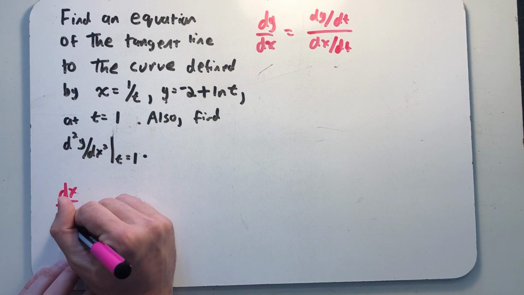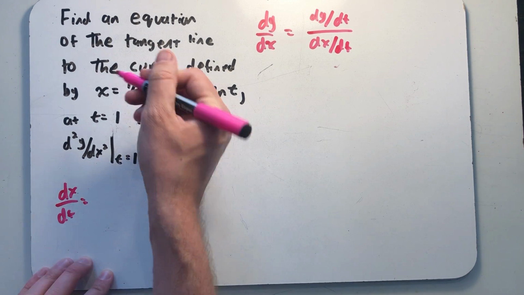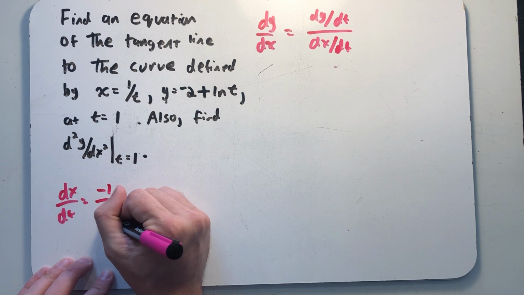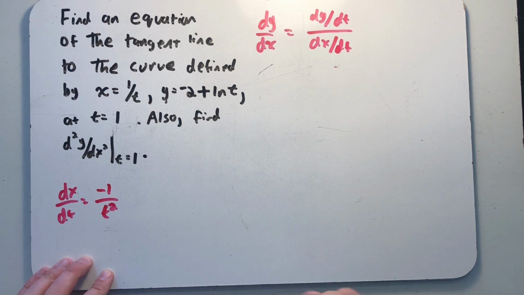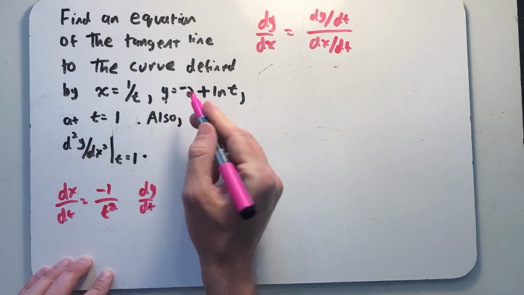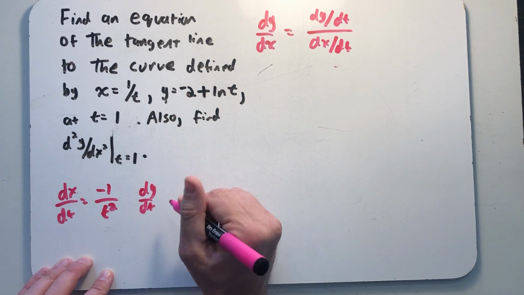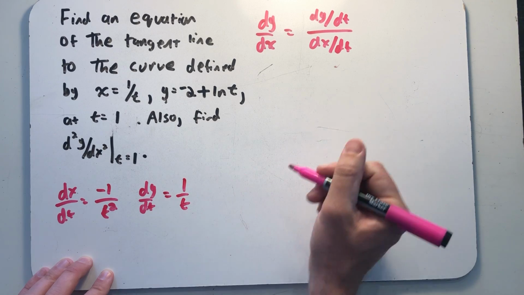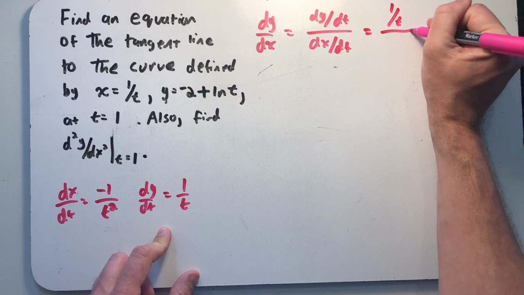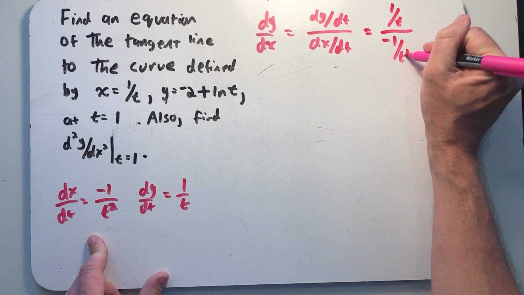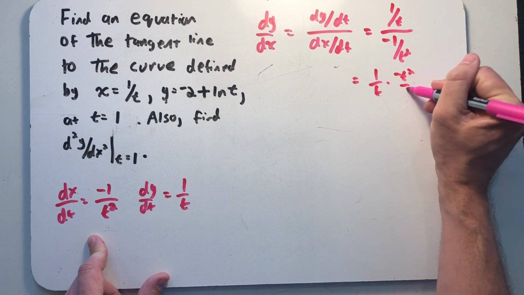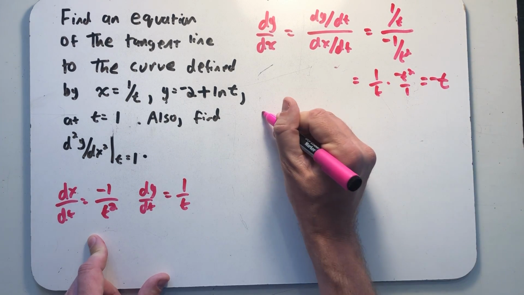So let's see, dx/dt. I'm thinking about 1 over t in my head as t to the minus first, so its derivative is minus 1 over t squared, minus 1 times t to the minus second. dy/dt, as I differentiate from left to right, I have 0 plus 1 over t. All right, so dy/dx is 1 over t divided by minus 1 over t squared. And let's see, 1 over t times minus t squared over 1 is just minus t.